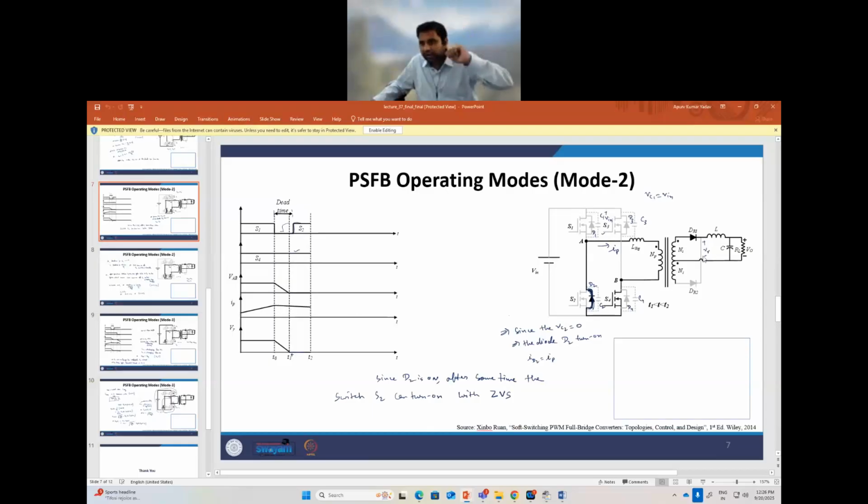Why? Because the output inductor current is also falling down, because it is freewheeling. There is no active voltage source applied across VAB, so it will be freewheeling. Freewheeling means the output inductor current will be falling. That inductor current gets reflected on the input side, so that will also be slightly falling. We have assumed that since the output inductor is very large, that fall is very small, so you can neglect it.